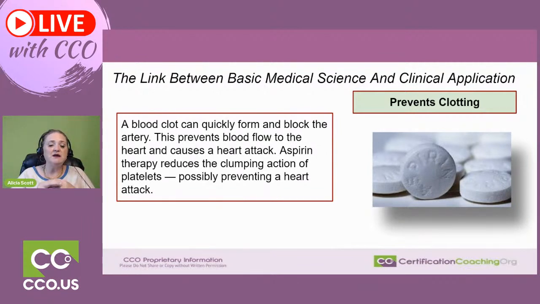So if we want to prevent blood flow to the heart, then you will clot that blood somehow, right? And that can result in a heart attack or an MI. The aspirin therapy reduces the clumping of the platelets, and now we know the thromboxane that could prevent that heart attack. So again, we've looked at the medical science all the way down on the cellular level, and then we've looked at a clinical application as treatment. What are we doing? We're giving aspirin as a treatment.